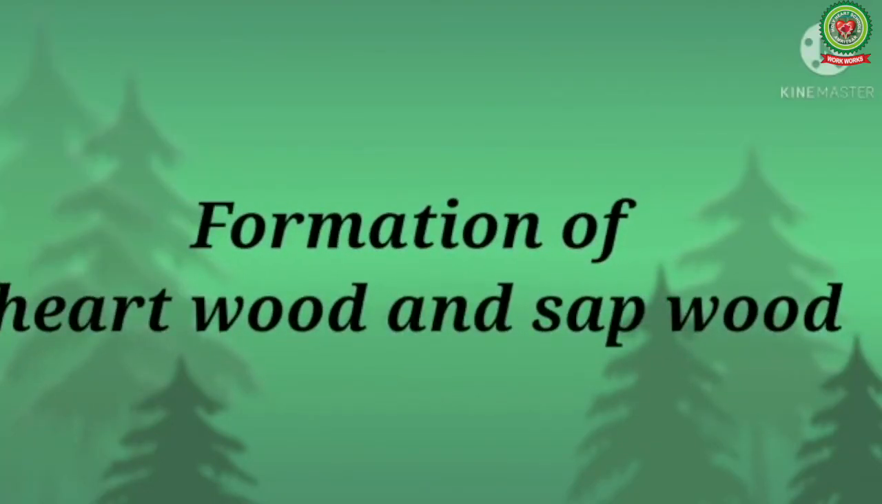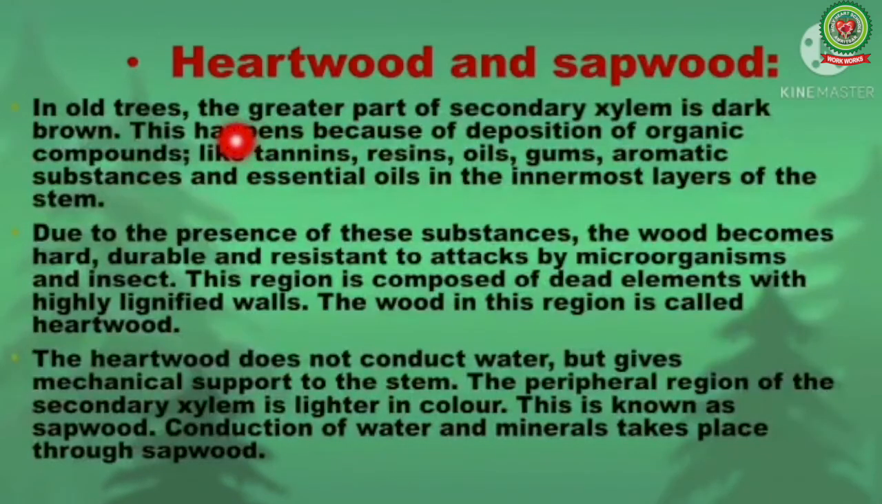Formation of heartwood and sapwood. In old trees, the greater part of secondary xylem is dark brown. This happens because of deposition of organic compounds like tannins, resins, oils, gums, aromatic substances, and essential oils in the innermost layer of the stem. Due to the presence of these substances, the wood becomes hard, durable, and resistant to attacks by microorganisms and insects. This region is composed of dead elements with highly lignified wall.